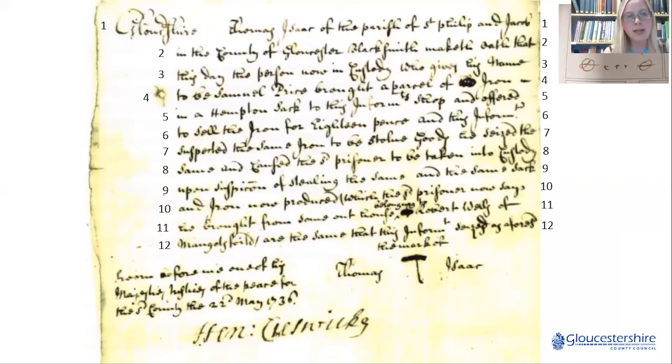Line 5, we've got "in a Hempton sack". I'm just going to put my hands up and say, I don't know exactly what that is, but presumably some kind of, the word's gone, sack. You know what I mean? Kind of beige colour sack.